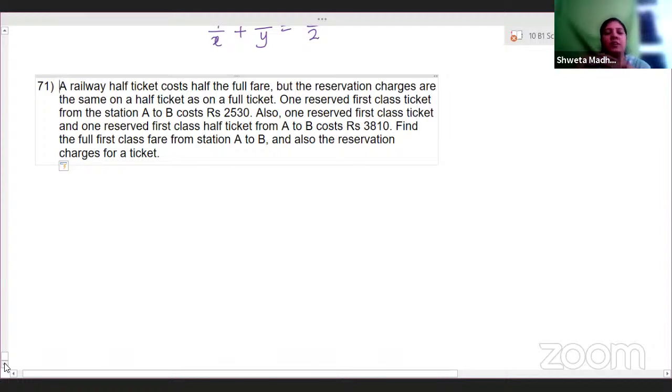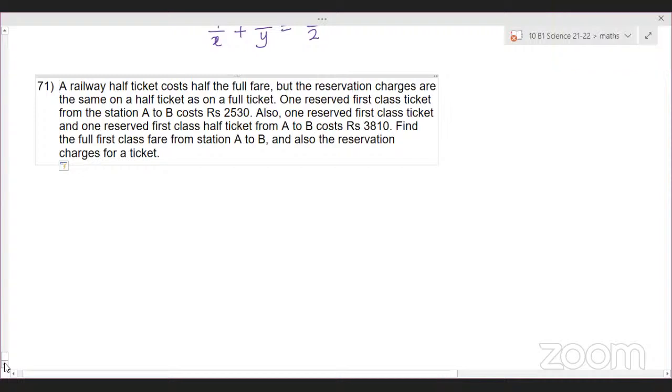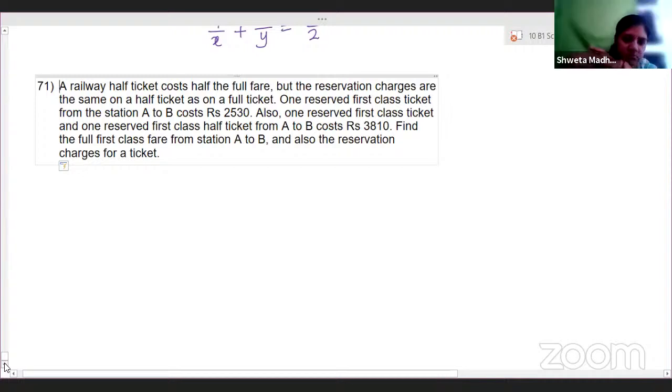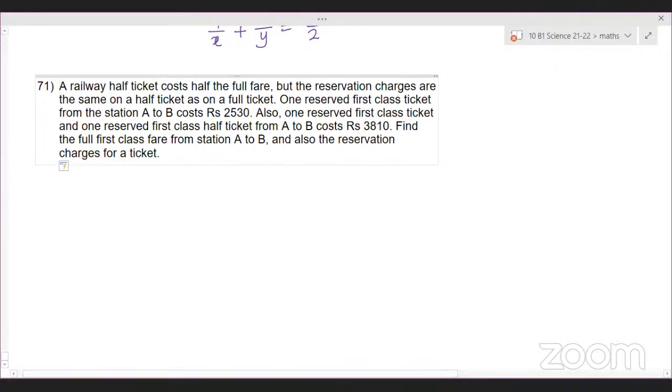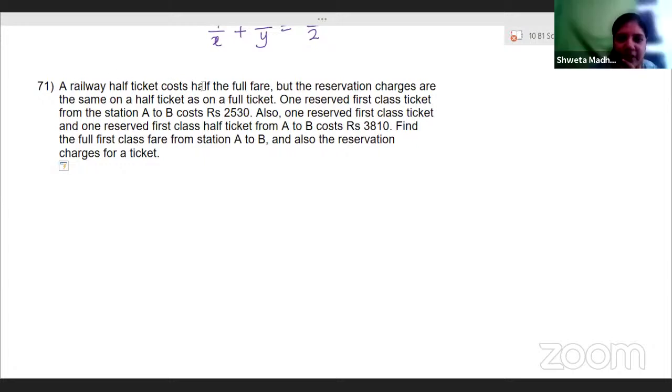A railway half ticket costs half the full fare. Everyone completed the earlier 70th? Yes, ma'am. Everyone? Tanya, Daphne? Yes, ma'am. A railway half ticket costs half the full fare, but the reservation charges are the same on a half ticket as on the full ticket.